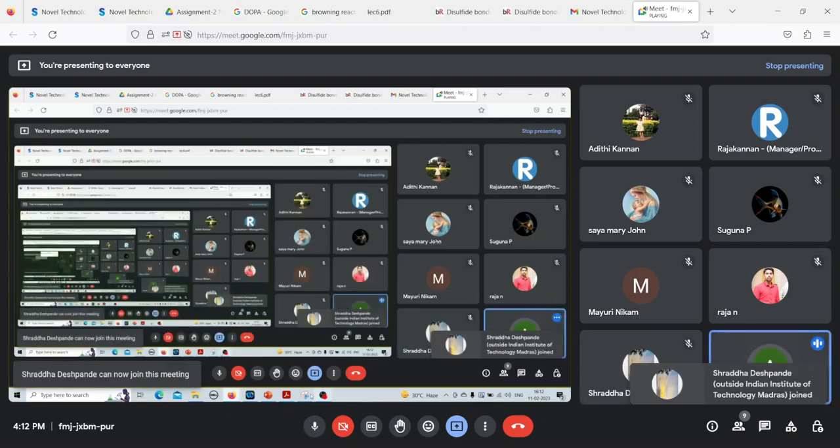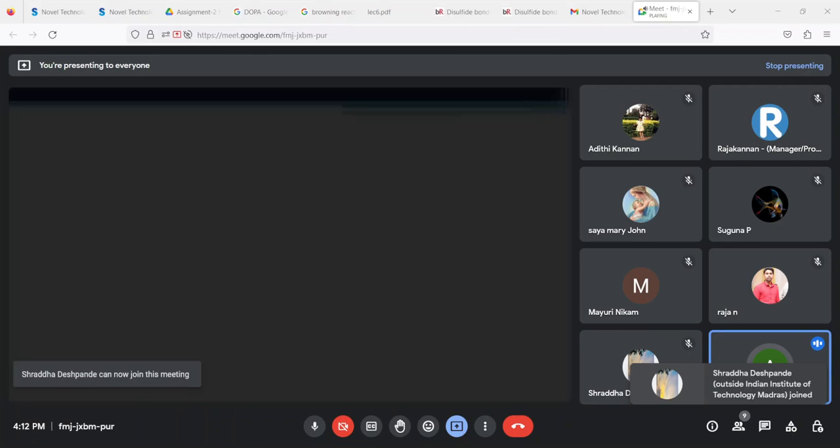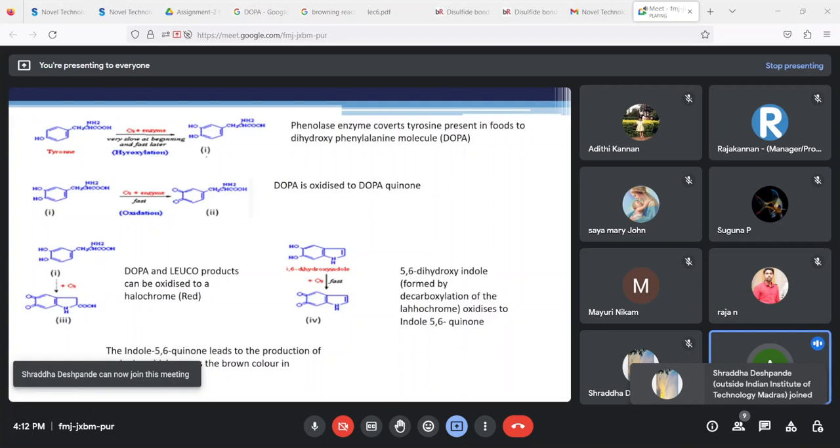it gives a brown color. And hence melanin and other melanin related compounds are the ones that are responsible for this browning reaction in foods. So this is a typical reaction of a browning process. The answer is option D. The first compound is dopa, second compound is dopaquinone, third compound is halochrome red, and fourth compound is indole 5,6-quinone.